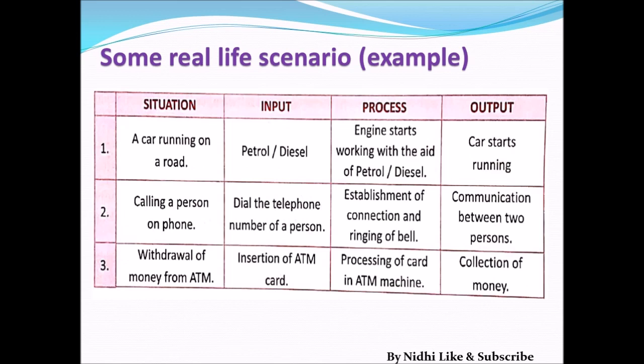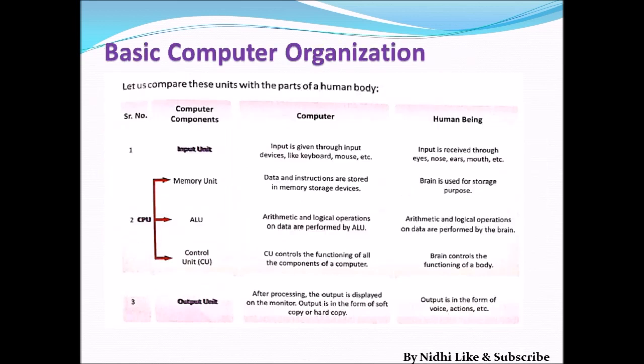As I told you in the previous class, computer works on three things: input, process and output, IPO. So we will follow that process here also. And in processing, storing etc. and controlling come under the processing. Okay, so see this basic computer organization. Here we are comparing the computer with the human being. So we have seen the main functions of computer. First is input unit, second is memory unit, ALU and control unit.